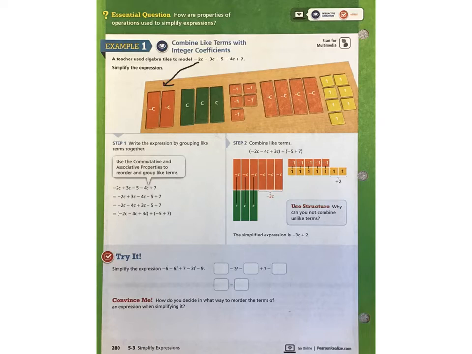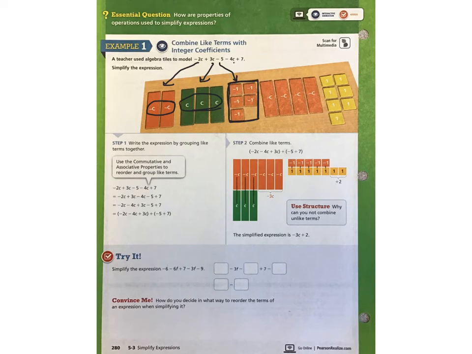So the first starts with negative 2c, and you see you have 2 of those negative c's there. The second term says 3c, or plus 3c, so you see 3c terms as the next term. Then you have subtract 5. Well, subtracting 5, remember, is like adding a negative 5. And you can see that you have negative 1 tiles there, and there are 5 of them.